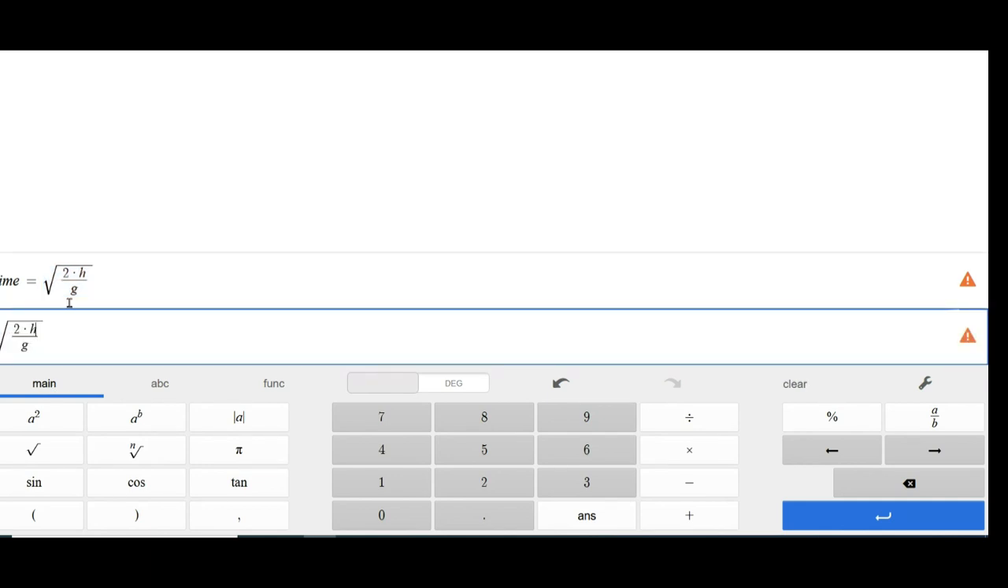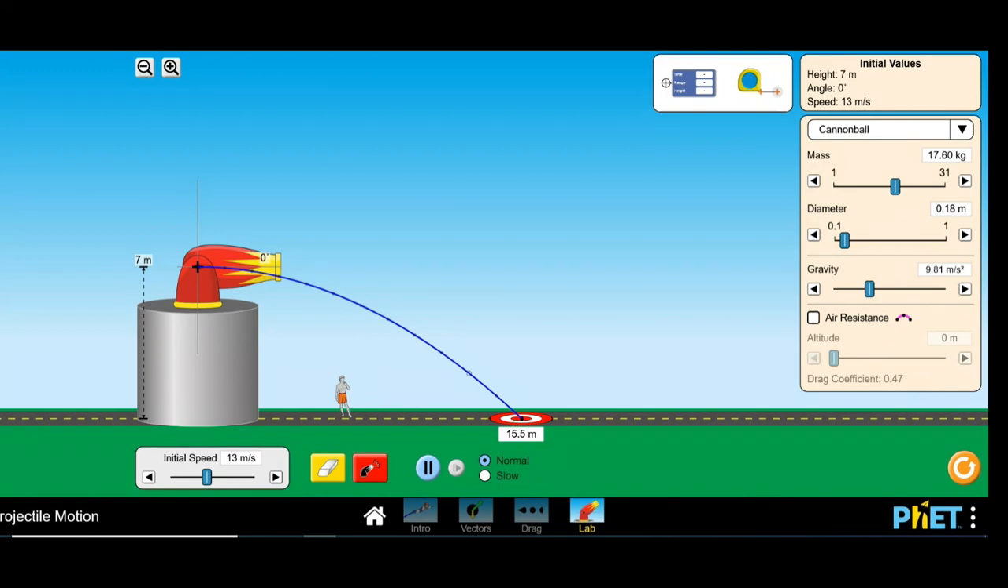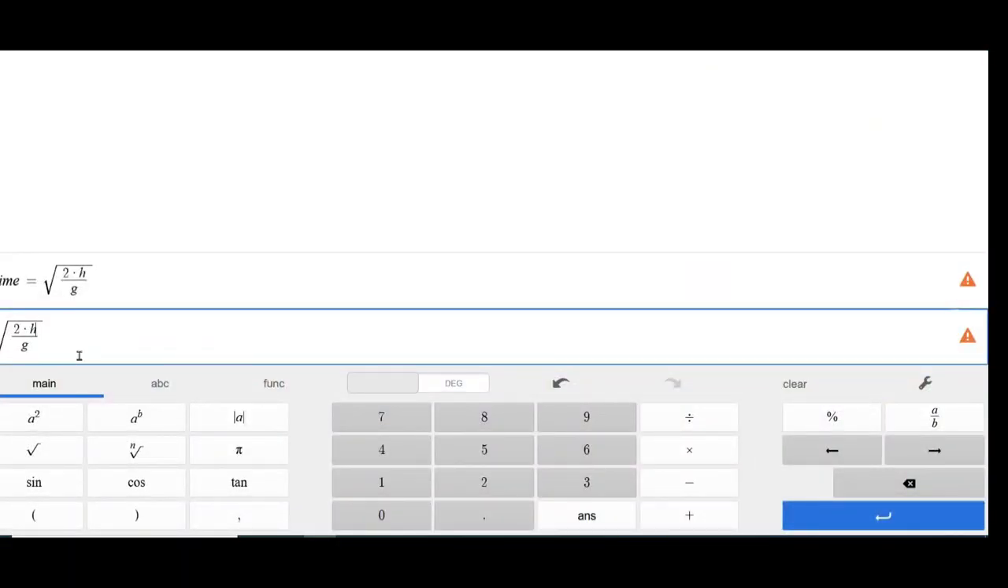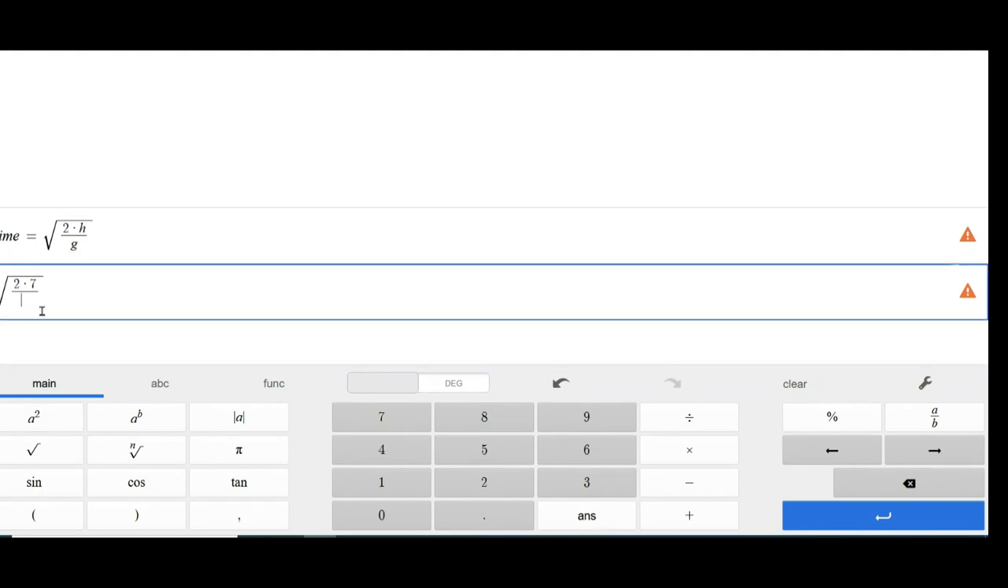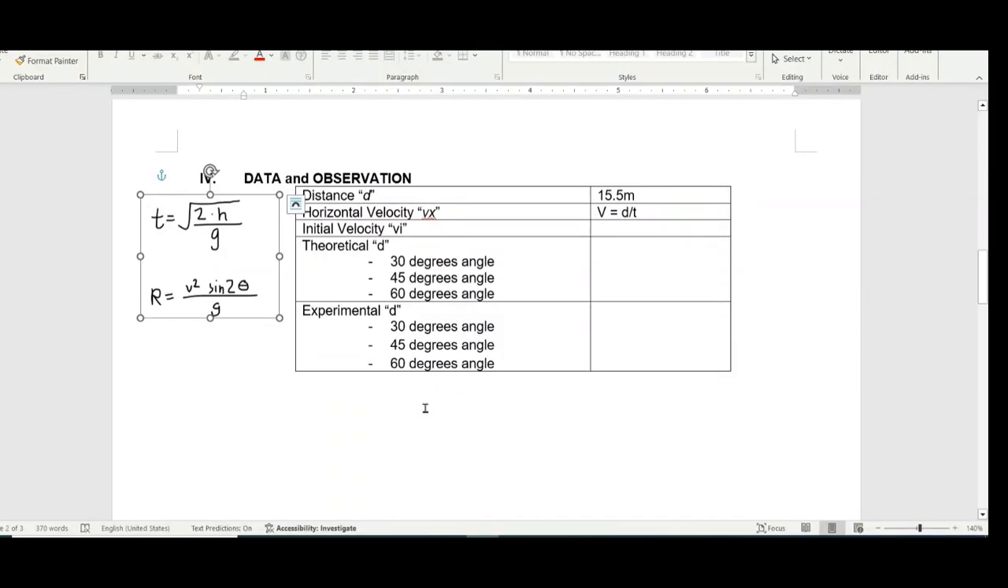If I actually input that, looking at my height once again, I put 7 meters. For you, your height might be 0.3 meters or 0.4 meters. So I'll put here 7 meters. And then my gravity is 9.81. That would give me a time of 1.19 seconds. So I can put here, let's say, my time is equal to 1.19 seconds based on this formula.